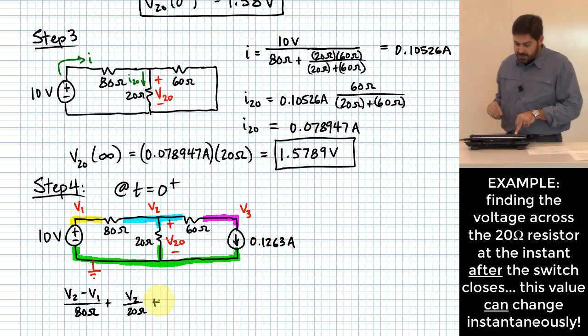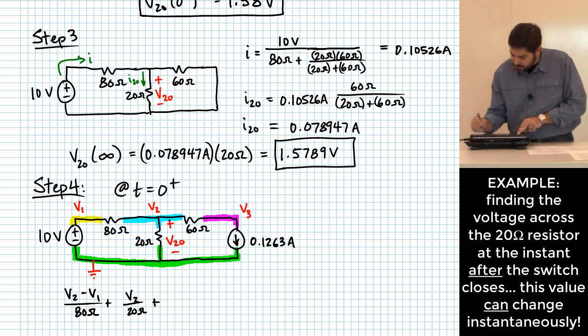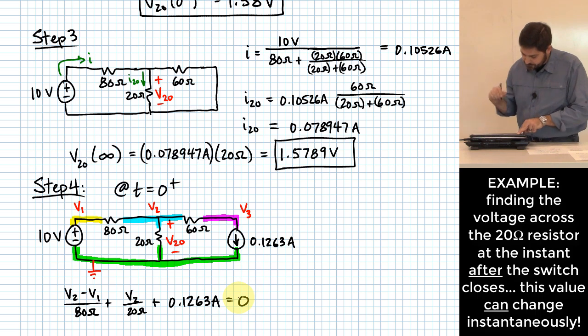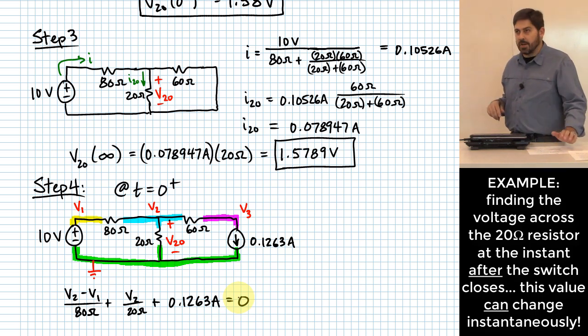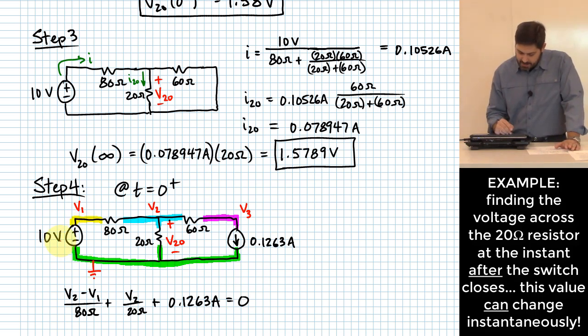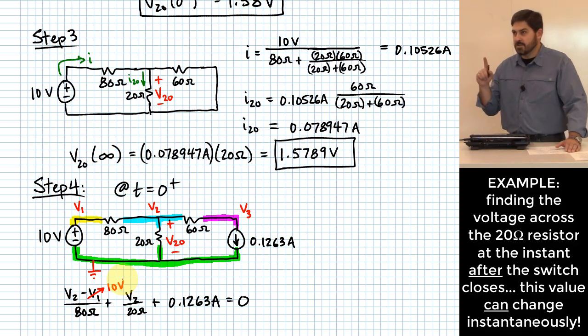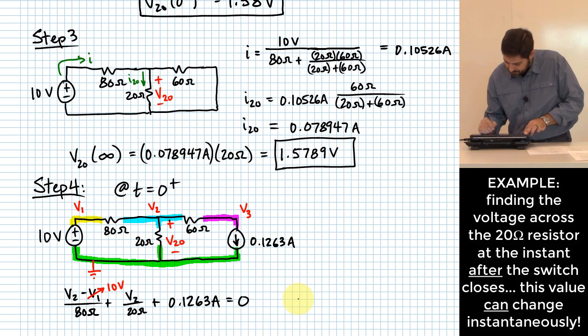You could say V2 minus V3 over 60 ohms, but is there something easier than that? How much current has to flow through the 60 ohm resistor? 0.1263 amps. That looks like it's easier to just plug that in directly and say that's 0.1263 amps. Furthermore, what is V1? V1 is set at 10 volts by this 10 volt source. So if I want, I can just go in here and say that's 10 volts. Okay, how many unknowns am I left with in that equation? Just one, right? That is good news, right?